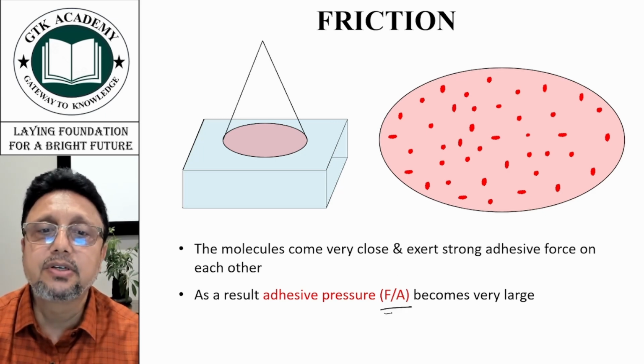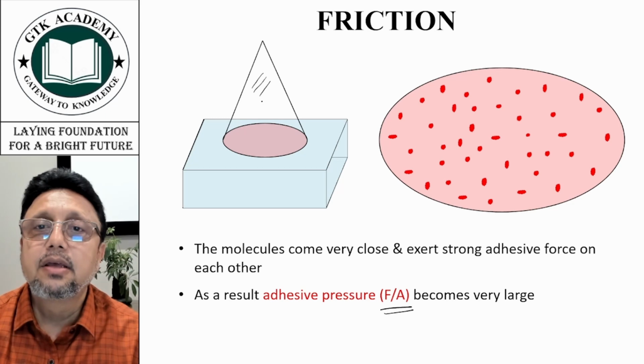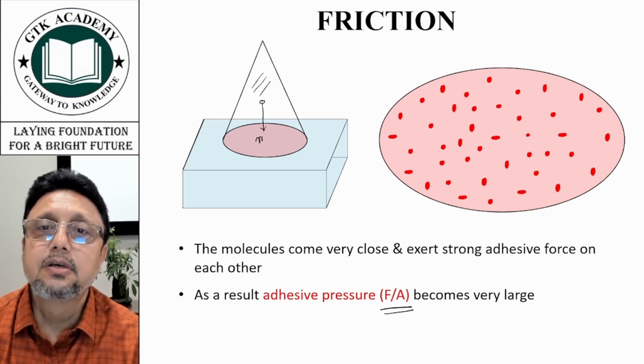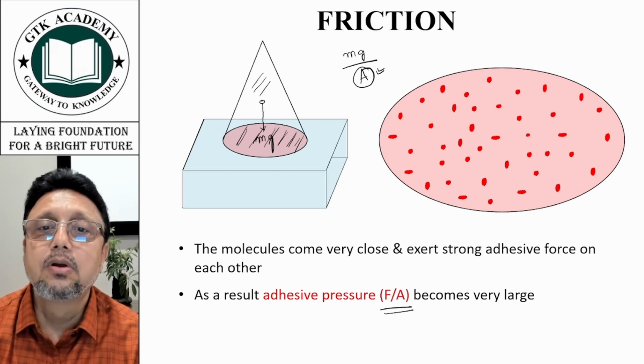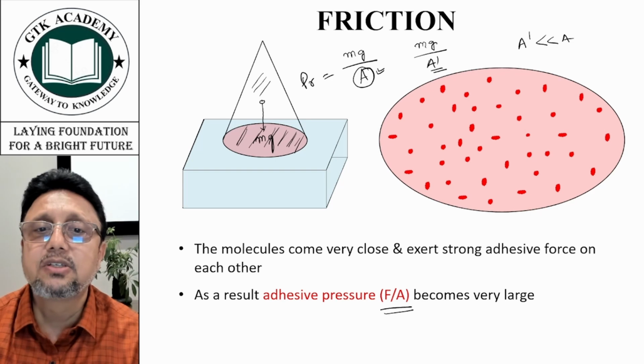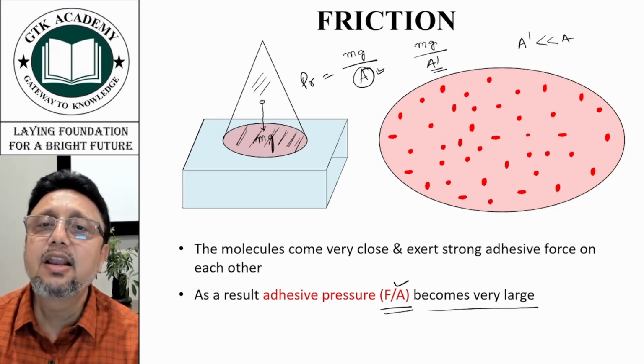Now, what do I mean by adhesive pressure? Suppose this cone will have a weight mg. So now the force will act on this surface, so pressure will be mg upon this area. But this area is apparent, it's not the actual point of contact, actual contact surface. Actual pressure will be mg upon a dash, where a dash is very less than a. That means when you decrease the area, the pressure will increase. So adhesive pressure becomes very large.